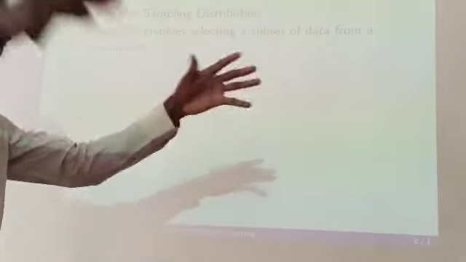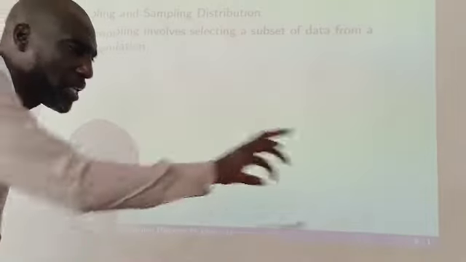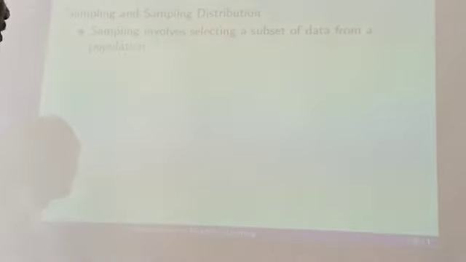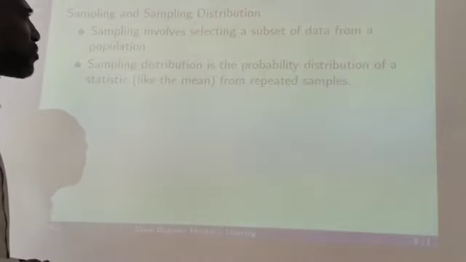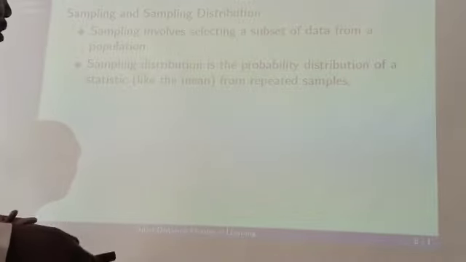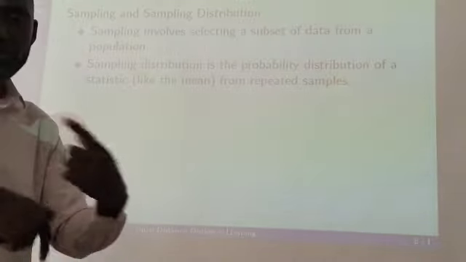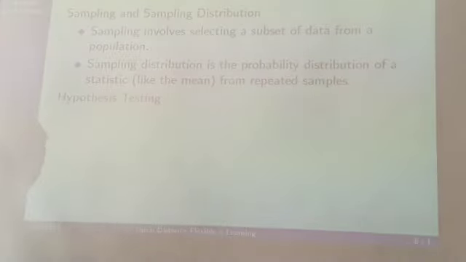Now, sampling and sampling distribution. Sampling involves selecting a subset of data from a population. When you have a population, you just look and select very few from within, that is sampling. And sampling distribution is the probability distribution of a statistic, like the mean, from repeated samples.